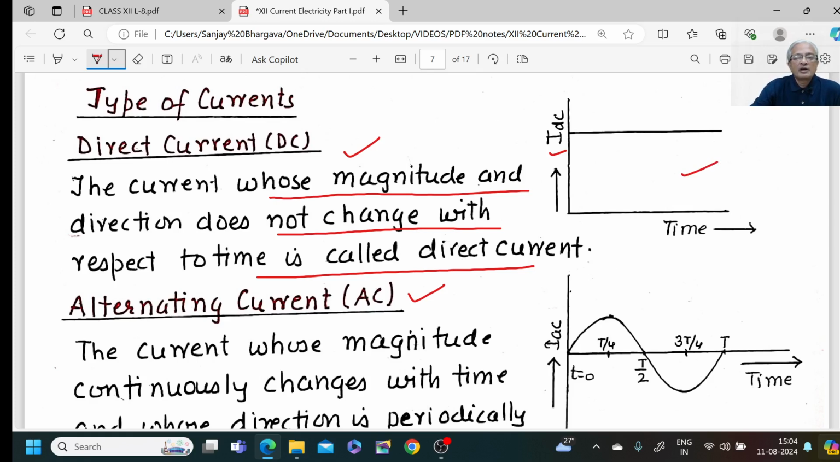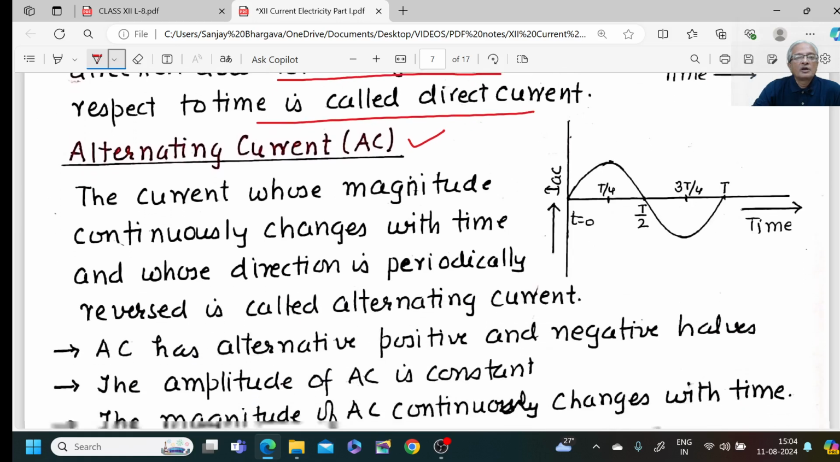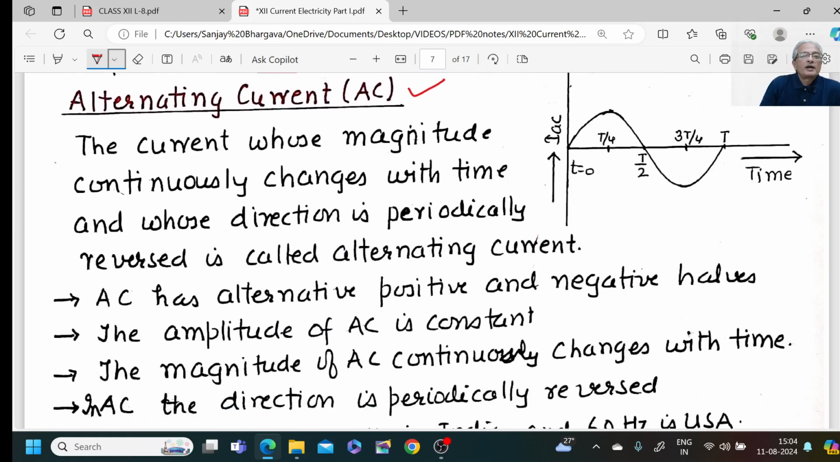When I say alternating current, how do we define it? The current whose magnitude continuously changes with time and whose direction is periodically reversed is called the alternating current. From the graph, we are plotting I AC with respect to time. In the first half cycle, the magnitude of the current increases, and it periodically reverses its direction. After every time interval T by 2, the direction is reversed from positive to negative. So AC has alternate positive and negative halves.